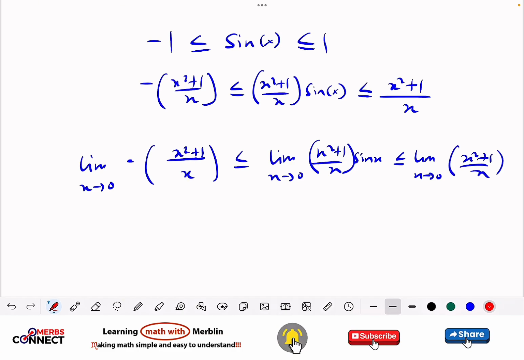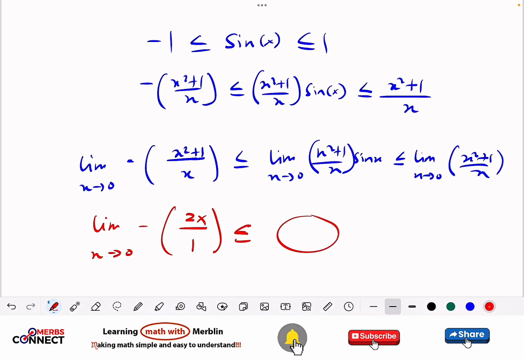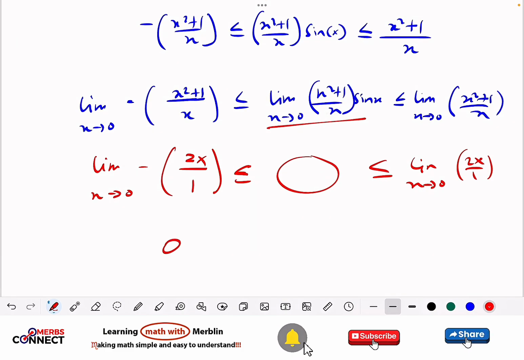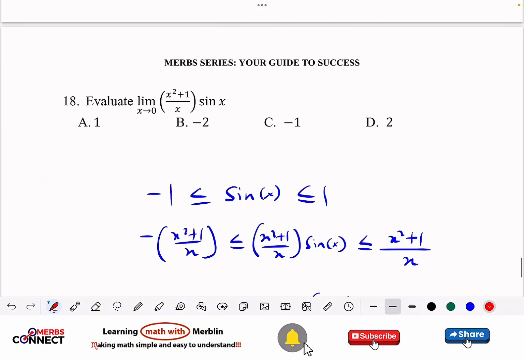So what I'm going to do is use L'Hopital's rule. I'm going to differentiate. So I have the limit as x is approaching 0 of minus 1. Differentiate the top, you get 2x. Differentiate the bottom, you are going to get 1. So 2x divided by 1. Plug in 0 and everything is going to be 0. So this will be 0 less than or equal to everything here less than or equal to 0. So the answer is supposed to be 0. We don't have 0 here, so we can just leave it out.